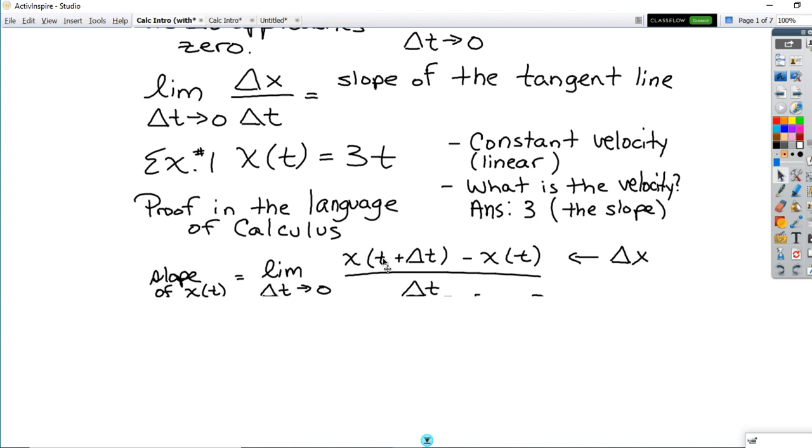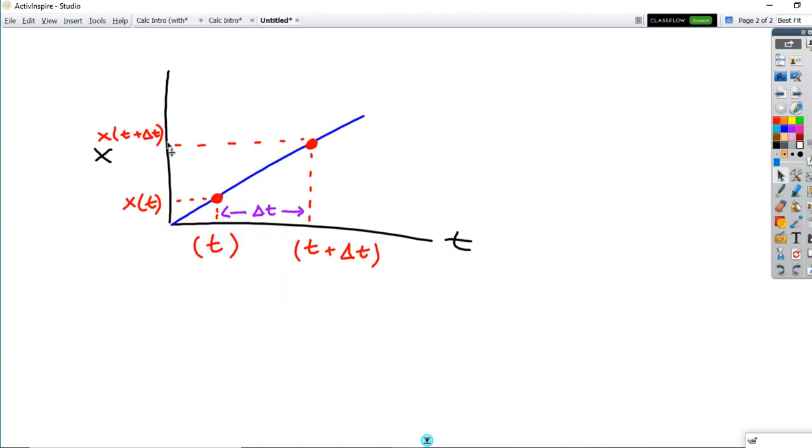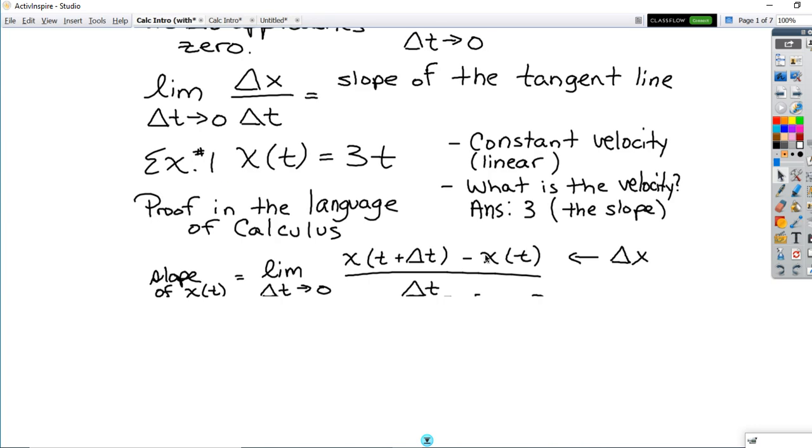Delta x is the second position minus the first position. So if you remember from this picture, that second position is x evaluated at t plus delta t, and the first point is x at t. So you just subtract those, and that'll get you delta x. So this is delta x divided by delta t.